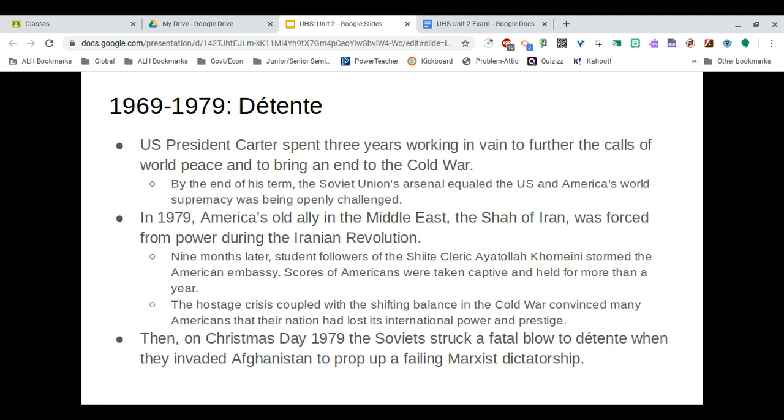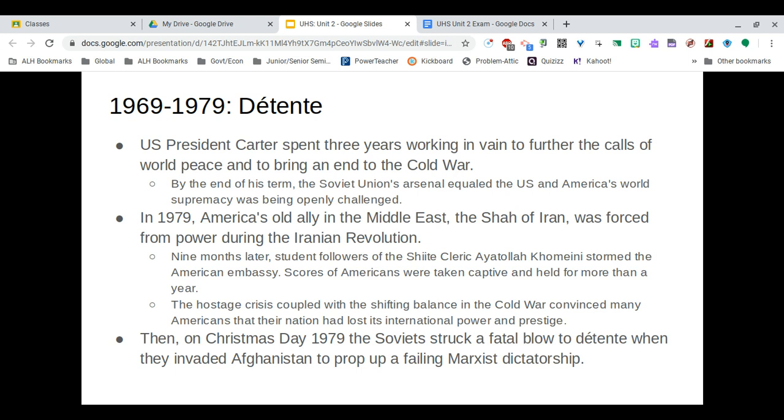Carter, who is the president after Ford, spends a lot longer trying to actually end the Cold War. The problem is that in 1979, the United States gets involved in the Iranian Revolution, and we're going to talk about this in Unit 3. We'll get more details, but it's good to discuss it right now. The United States was involved with Iran, and we had overthrown their government. We had put the Shah of Iran in power. He stayed in power for about 20-ish years, and then in 1979 he's overthrown, the American embassy is taken over, and these Americans are held captive for over a year.